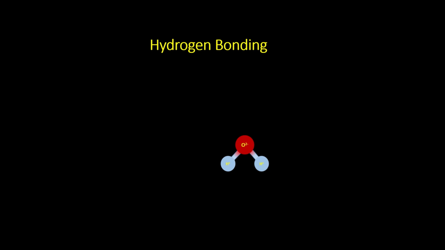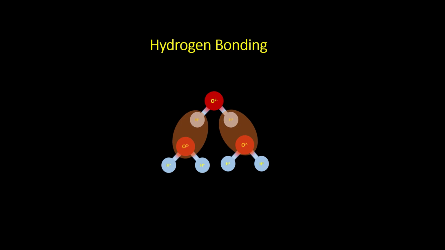When we have many water molecules, a bond is formed between water molecules due to the attraction between the positively charged hydrogen end of a molecule and the negatively charged oxygen end of another molecule. These bonds are usually very weak bonds.